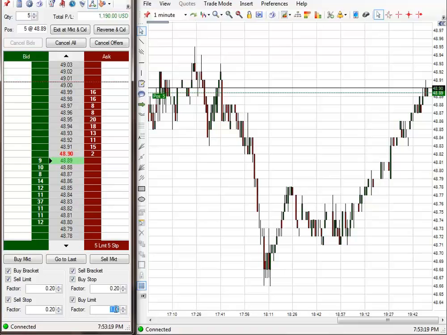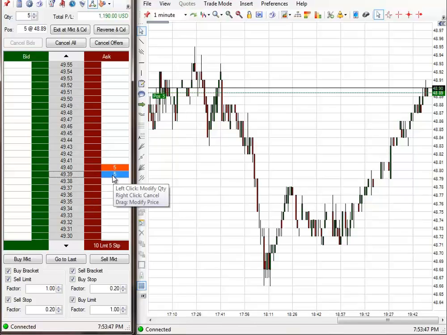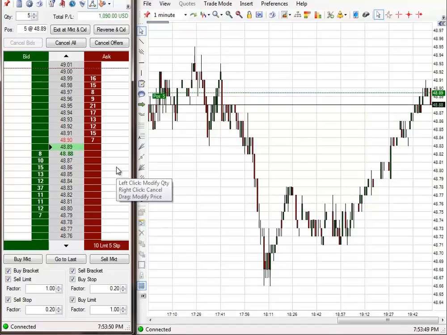Okay, there's 100 ticks. Control A, Control C, Control A, Control V. There is your 100 tick exits. 20 tick stops. Okay. Now I'm going to set it to sell me at 40, to go short at 40, to exit this position at 39, and to go short at 40. And there you have it.